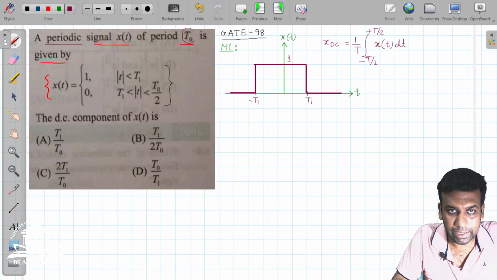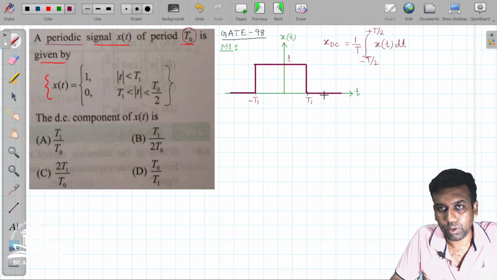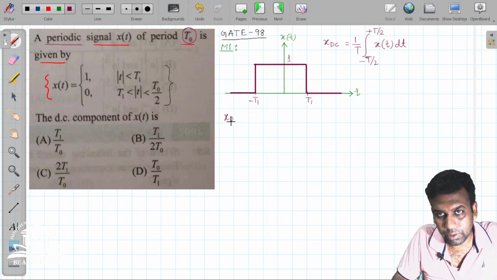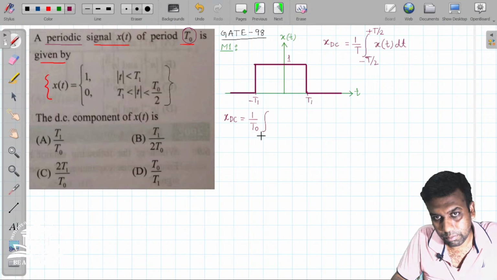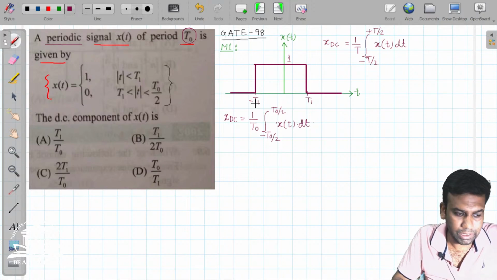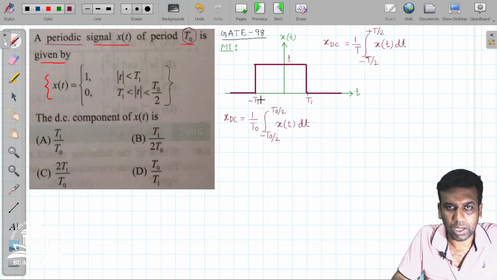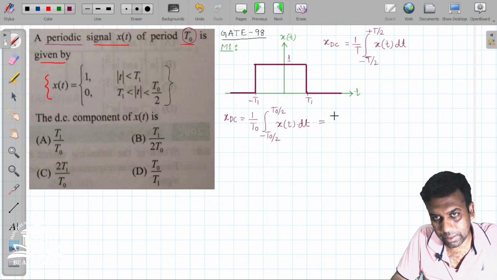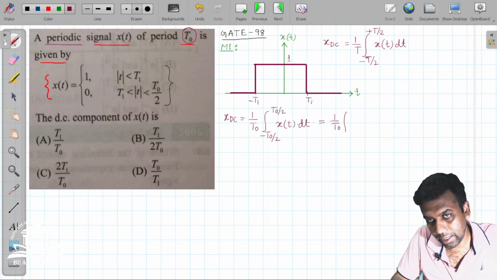But in the question it is given that the time period is capital T0. So if we put the value, X_DC will be 1 by T0 times the integration from minus T0 by 2 to plus T0 by 2 of x(t) dt. Within minus T1 to plus T1 the value is 1, so 1 by T0 stays as it is, because this is the time period, and the integration runs from minus T1 to plus T1 of x(t) dt.